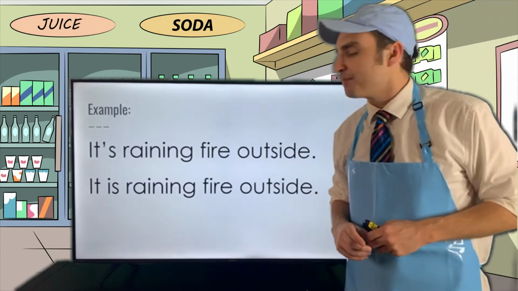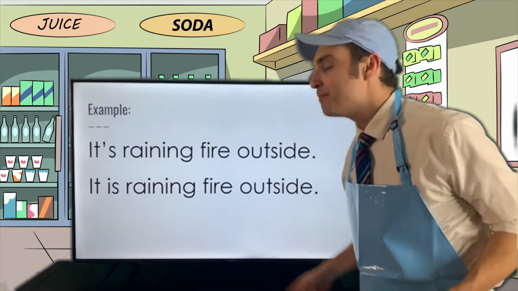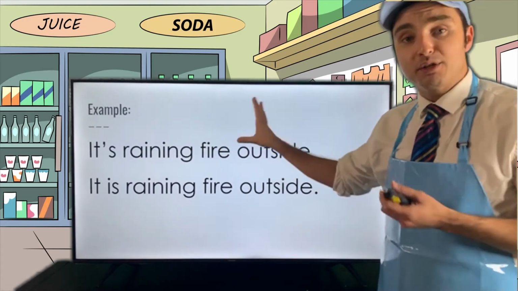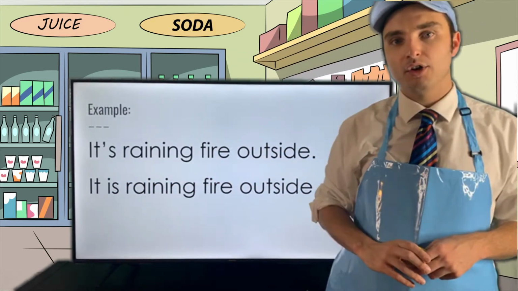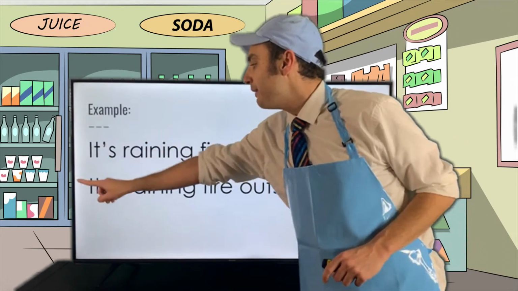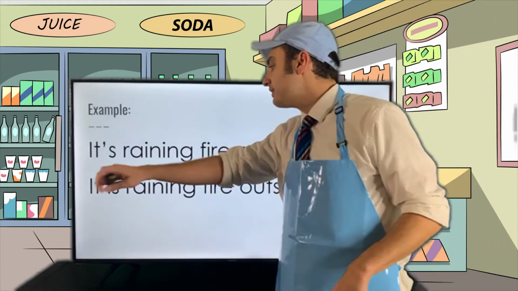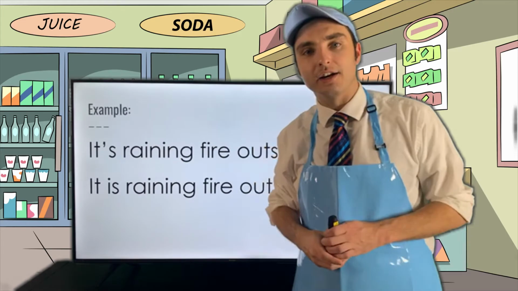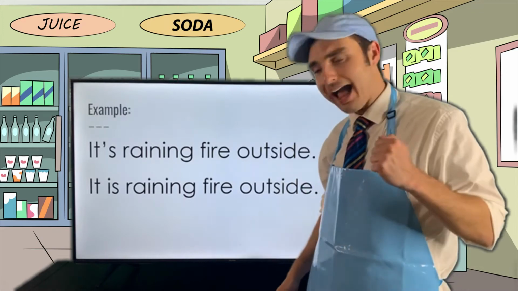Here's an example. It's raining fire outside. Run! With this example, you're seeing it's raining fire outside, which basically means it is raining fire outside. So if we were to break this contraction up, it would be it is raining fire outside. So we have a subject, a verb, and the rest of the stuff. So this contraction right here, again, combines it and is.